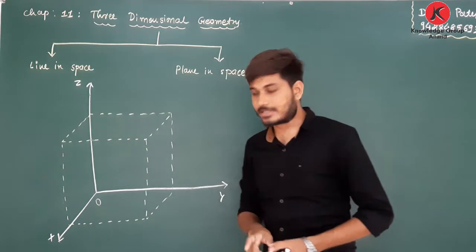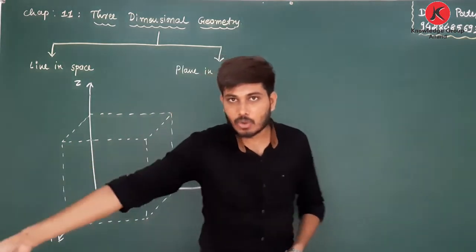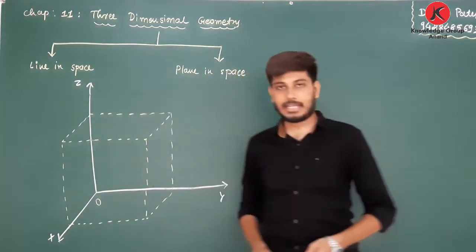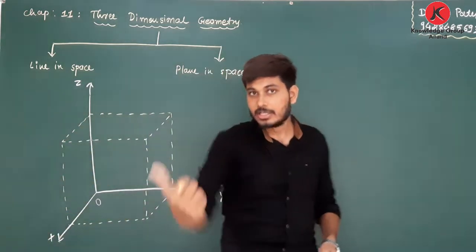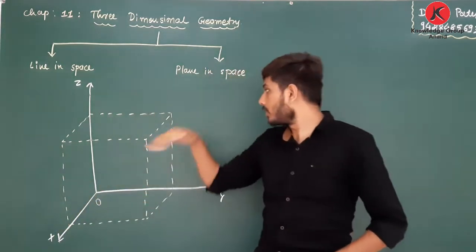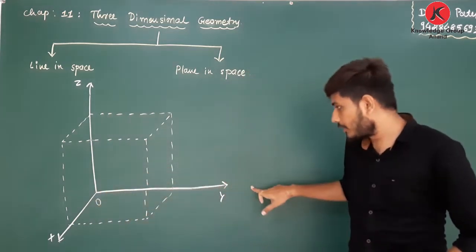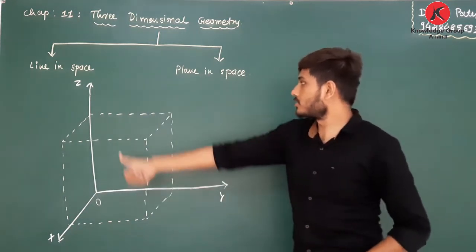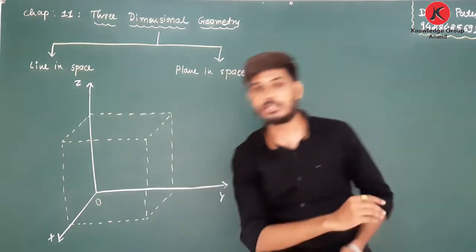This is your O, this is your ray OX, this is your ray OY, and this is your ray OZ. The positive direction of the x-axis is here, the negative direction of the x-axis is inside the board. This is the positive direction of the y-axis, this is the negative direction of the y-axis. This is the positive direction of the z-axis, and the negative direction of the z-axis will be downward.